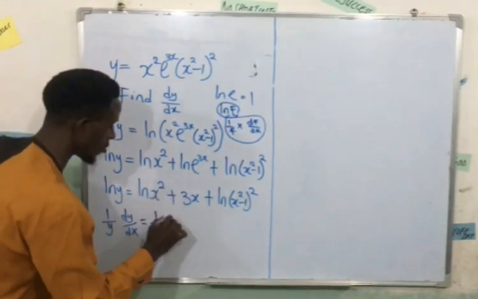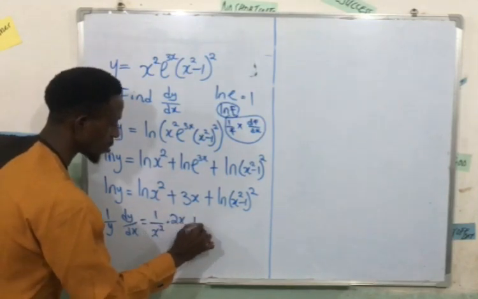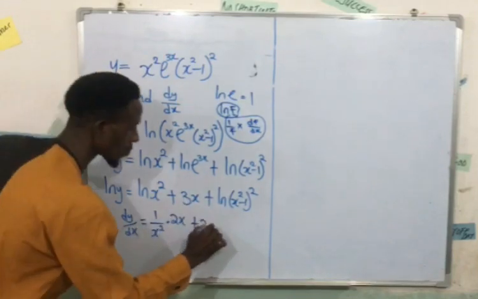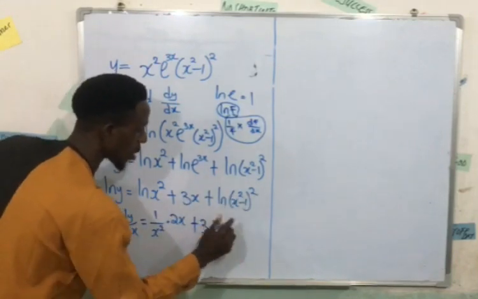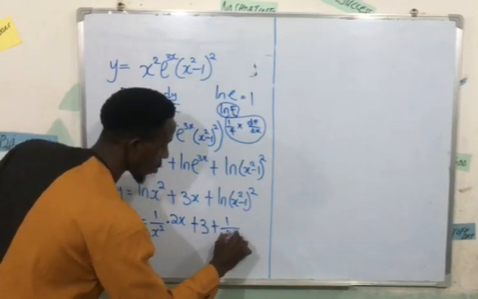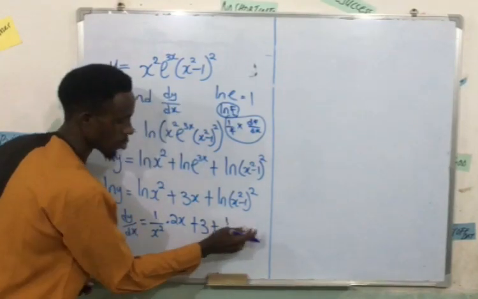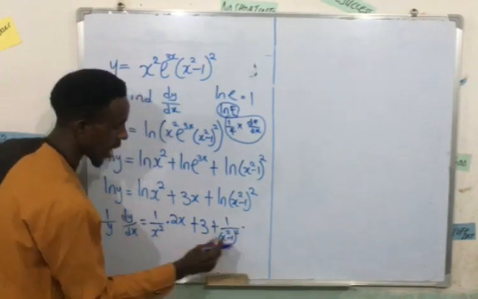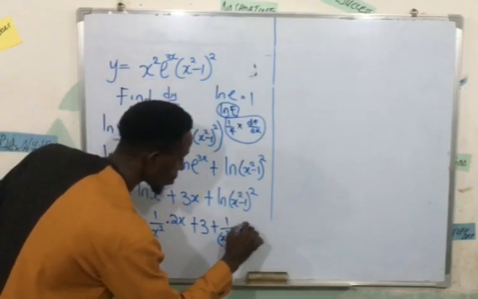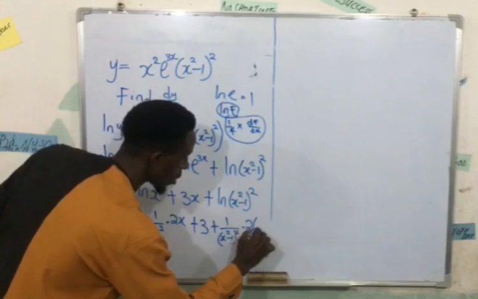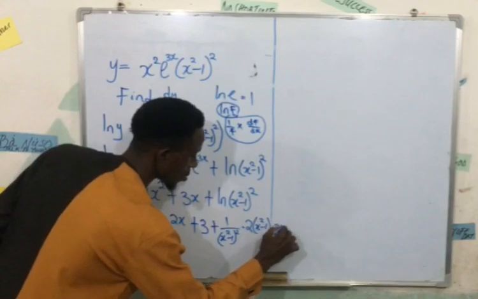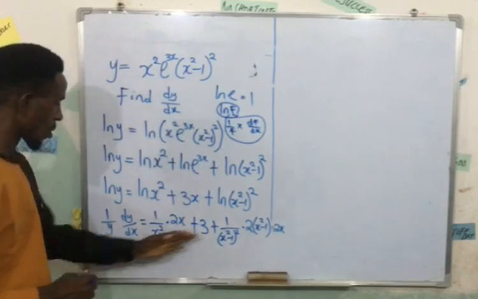if I differentiate x squared, it's going to give me 2x, plus, I'll differentiate this normally, I'm going to have just 3 because it doesn't have ln with it, plus this one now is going to be 1 over (x squared minus 1) all squared times, so I'll now differentiate this. Differentiating this, I should have something like this: 2 into (x squared minus 1) multiplied by 2x. You see that? I will have all this.